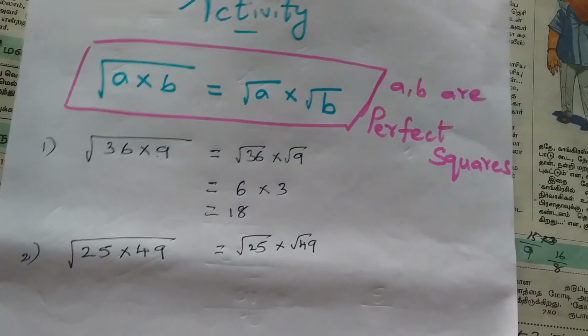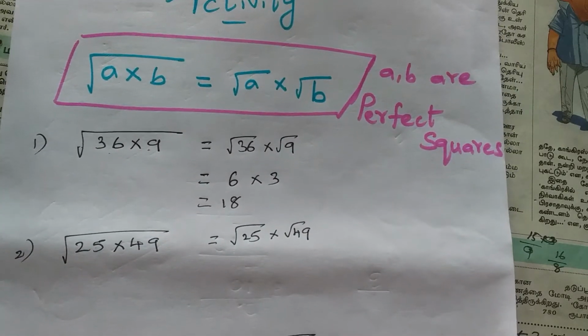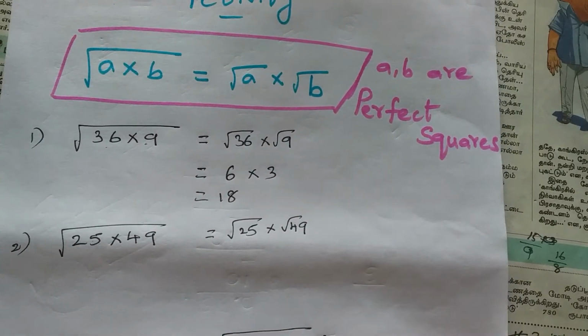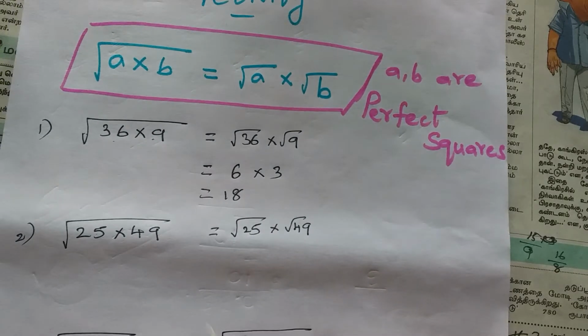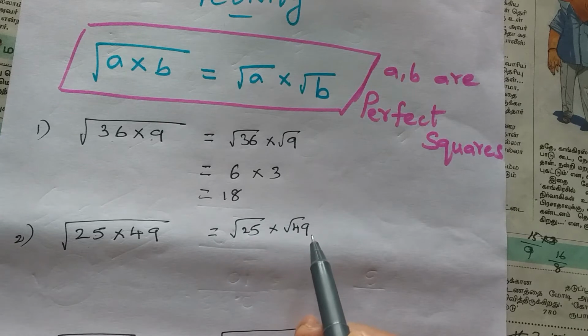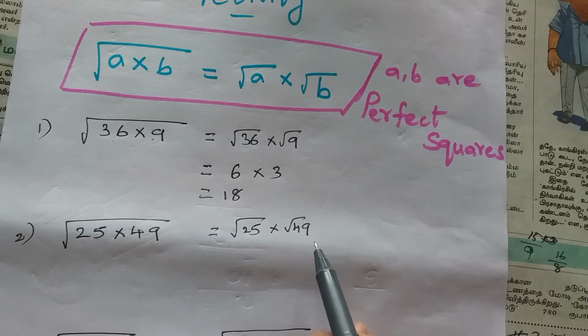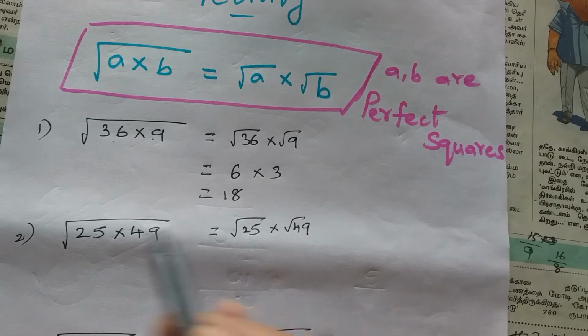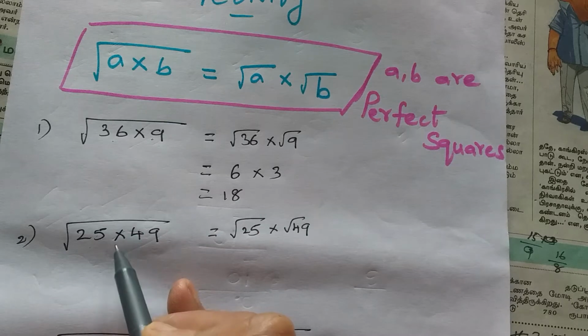See, 36 and 9 were a little bigger. Now look at this: 25 into 49. If you get numbers like this, as soon as you see the question, what are we tempted to do? We have to multiply 25 into 49 first. We go for that only. But think a little. Think of this property. We can split them and write root of 25 into root of 49, then multiply them.